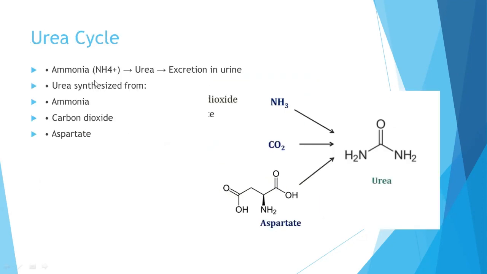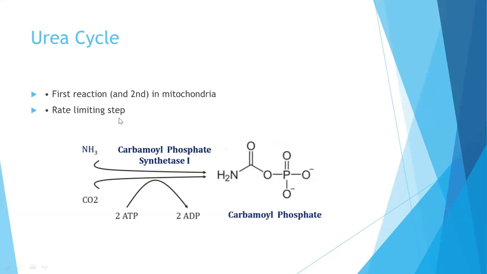Now the urea cycle. The ammonium ion is converted to urea, and this urea is excreted into the urine. Urea is synthesized from ammonia, carbon dioxide, and aspartate. The first and second reactions of the urea cycle are in the mitochondria. The first reaction is the rate limiting step, in which ammonium is acted upon by carbamoyl phosphate synthase 1 and attached with carbon dioxide to form carbamoyl phosphate.